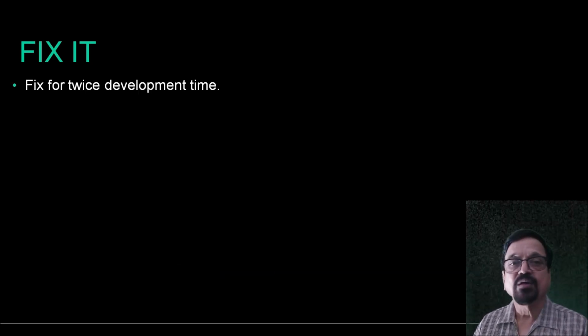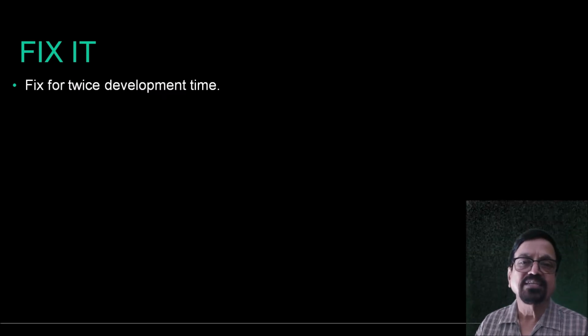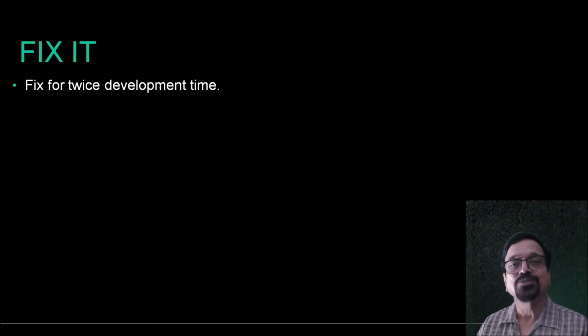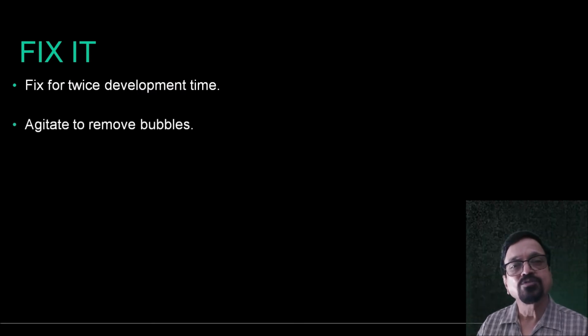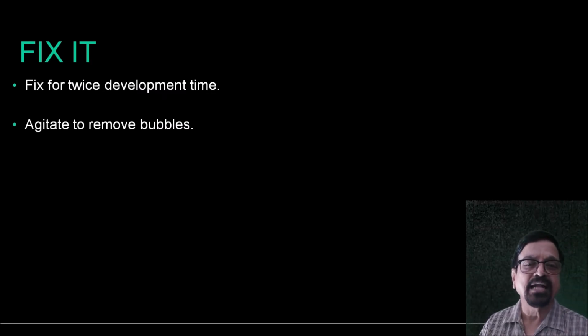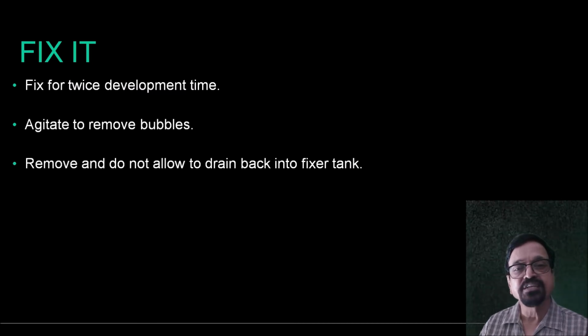Now coming to the fixer, the technique for the fixer is casual, meaning there is no time limit as strict as that of the developer. Usually it takes double the time of the developer, but even if you keep it for a longer time, there is no problem. Agitation is a must for two things. One is that every time new fixer will come in contact with the film, and second, the air bubbles will get removed. Otherwise, if the air bubbles are large, after a couple of days the mark will be seen on the film because it will change to a different color.